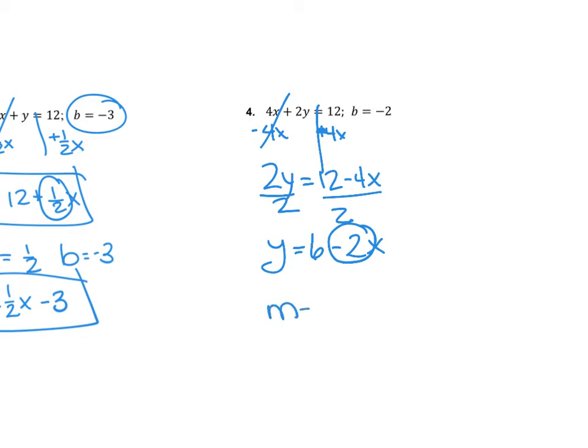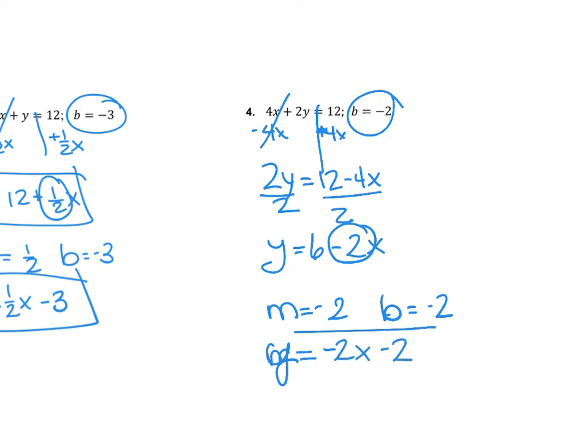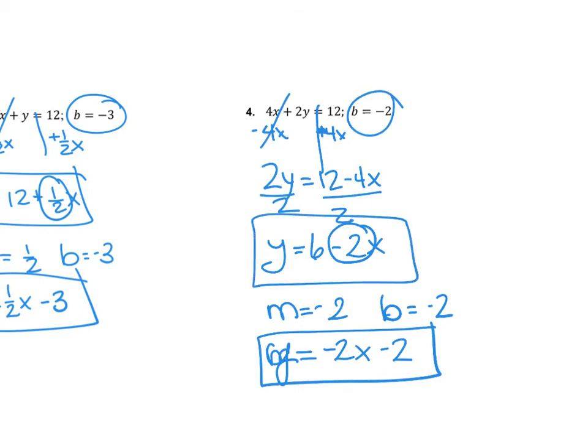So our slope is negative 2 of a parallel line. And then we're looking for a y-intercept of negative 2. So this line you'd have y is equal to negative 2x minus 2. So then these two lines right here would be parallel because they have the same slope but different y-intercept.